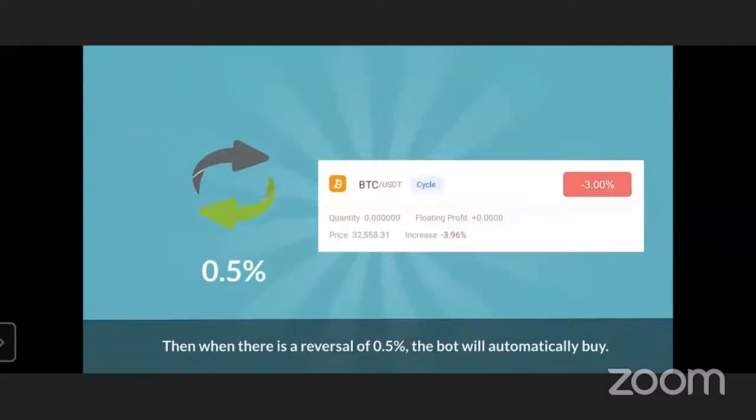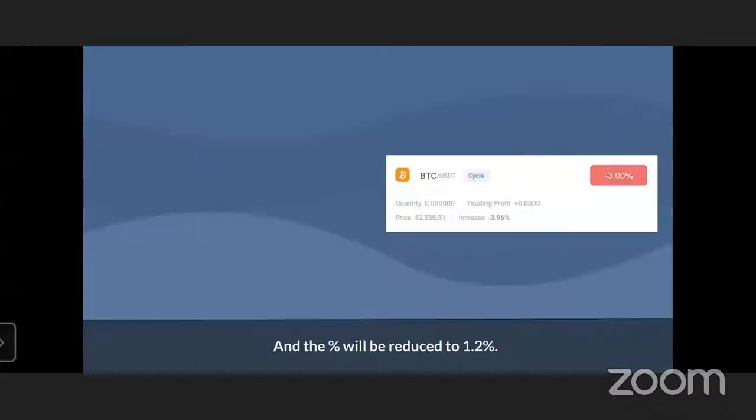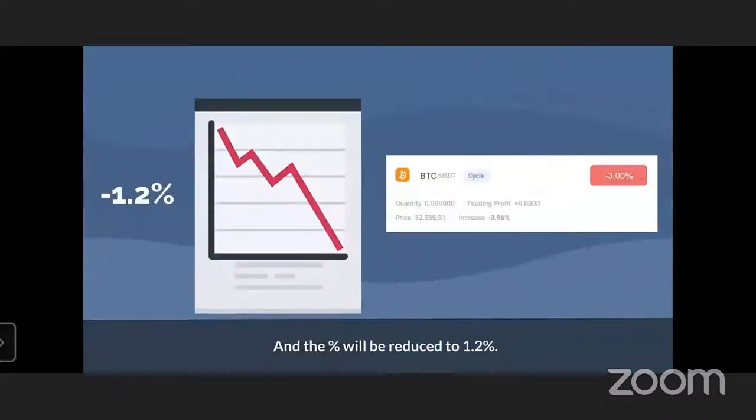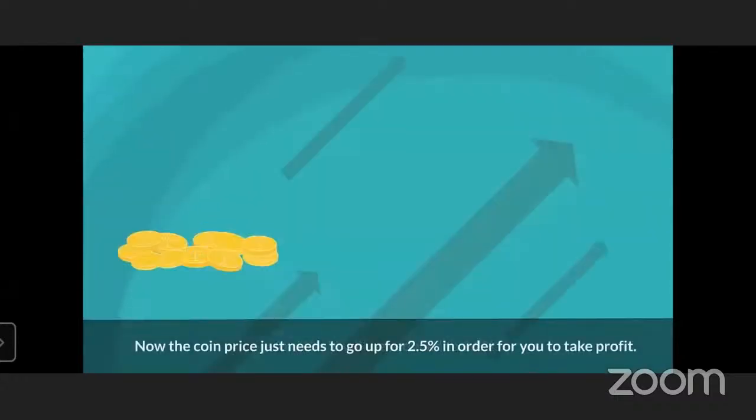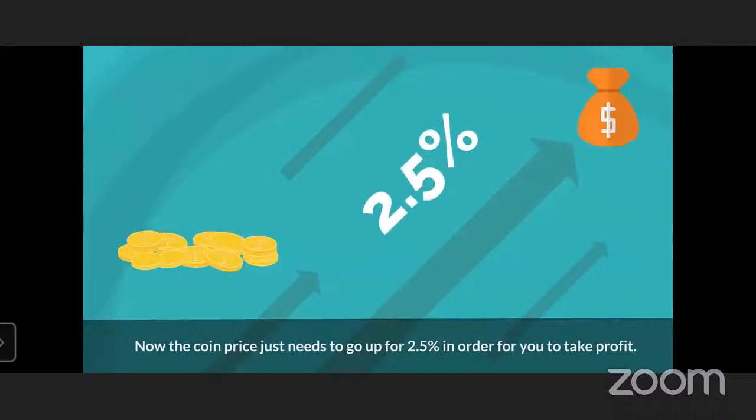Based on the default setting, the robot will buy 20 USDT this time. But you can always change the setting to buy more or less. And the percent will be reduced to 1.2%. Now the coin price just needs to go up 2.5% in order for you to take profit.